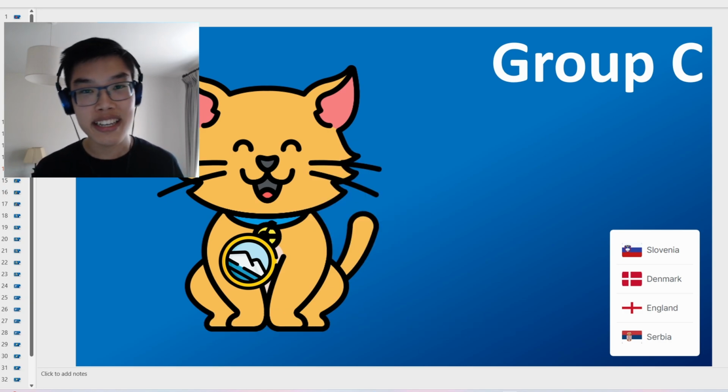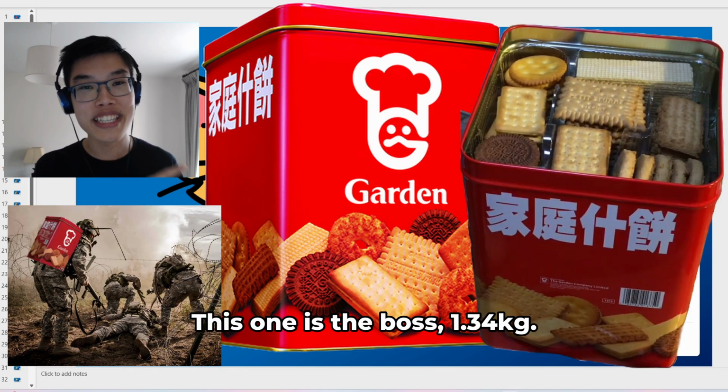If it's not working, give them this one. This one is the boss, 1.34 kilograms.